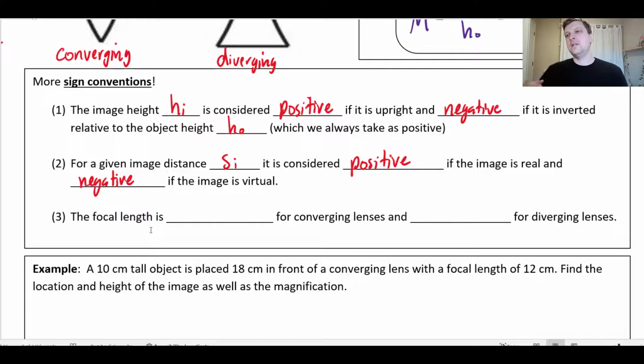And so when we're thinking about these things, it's really important that we use the terms virtual and real as opposed to in front of the mirror or in front of the lens, because for lenses and mirrors, those things are reversed. A converging mirror will put a real image in front of it, but a converging lens will put a real image behind it because of the nature of how these things work. So keep in mind real and virtual. Now the last thing here is about focal length. The focal length is going to be positive for converging lenses and negative for diverging lenses. And that hopefully makes sense because the converging lens has a real focal point, so we'll call that positive, and the diverging lens only has virtual focal points, and so that will be negative.